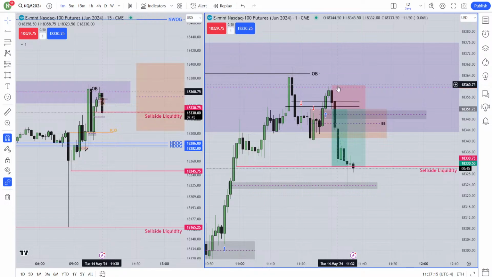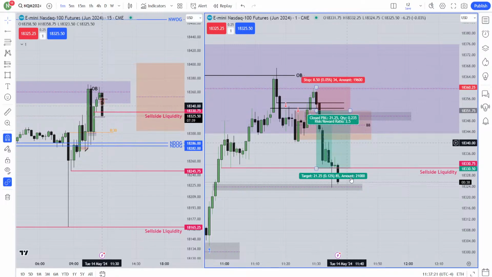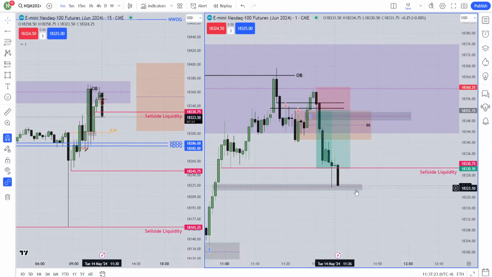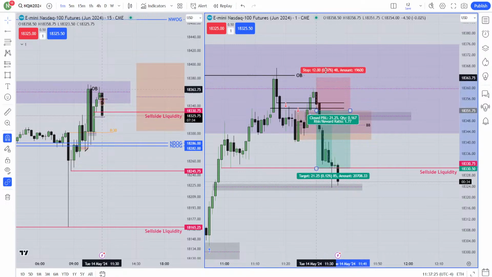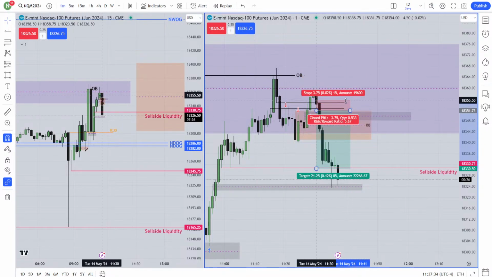So I punished myself because I trailed my stop loss too fast. Now guys, here is what I could do. This is paper trading, so I could put my stop loss over there. If it hit my stop loss, I'm not going to lose any money. But I am trying to show you the way I trade.